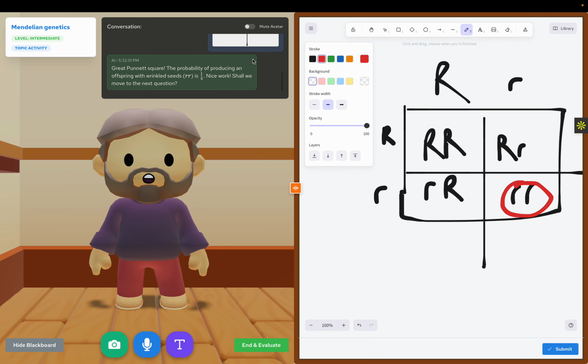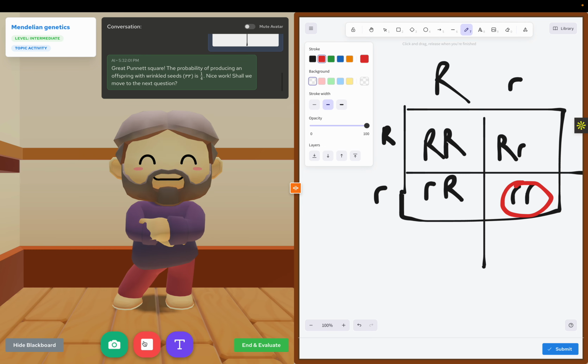Great Punnett square, the probability of producing an offspring with wrinkled seeds, rr, is 1 over 4. Nice work. Shall we move to the next question? Yeah, let's go ahead and move to the next question.